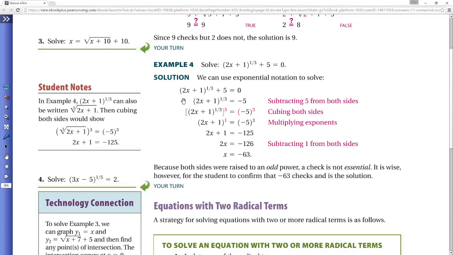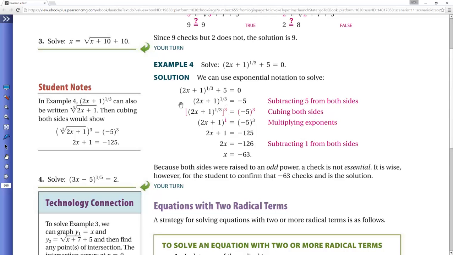So I can still do this all in exponential form. I isolate the part that has a fractional exponent, or a radical, really. And I add a negative 5 to both sides, and I get this isolated, in a sense. Well, now I want this, preferably, to be a non-fractional exponent.